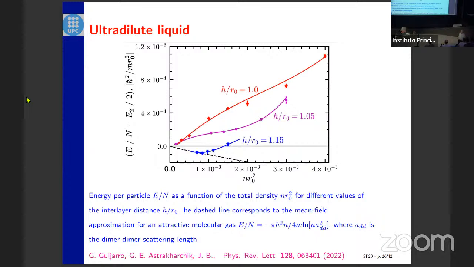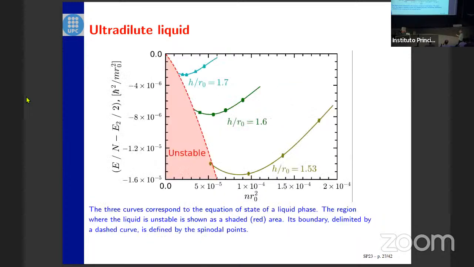Here are more cases where we change the different values of H, and you see in all cases this typical behavior of the liquid, with an equilibrium point and then positive pressure. And what's there? This is the spinodal point.